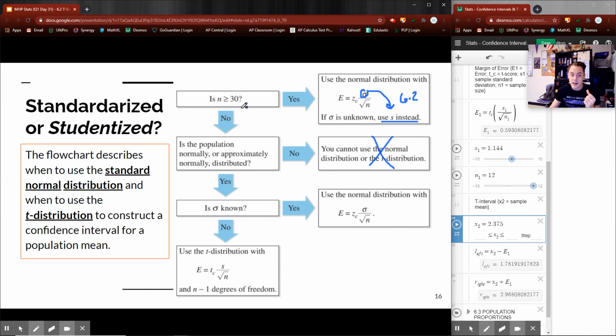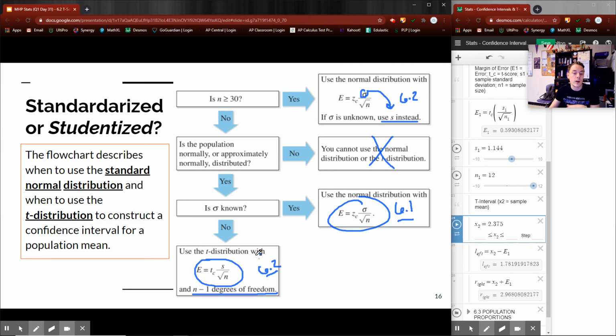So is n greater than 30? You say no, but is it approximately normally distributed? Yes. Is the population standard deviation known? If you say yes, then you're going to be using this formula, and that's from 6.1. If you say no, you're going to be using the t-score formula with n minus 1 degrees of freedom, and this is 6.2. Okay? So I hope that kind of summarizes things of when you use which one.